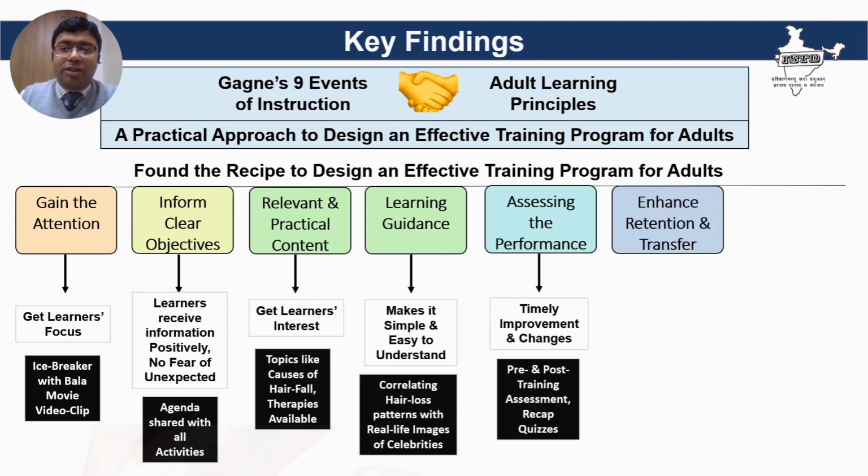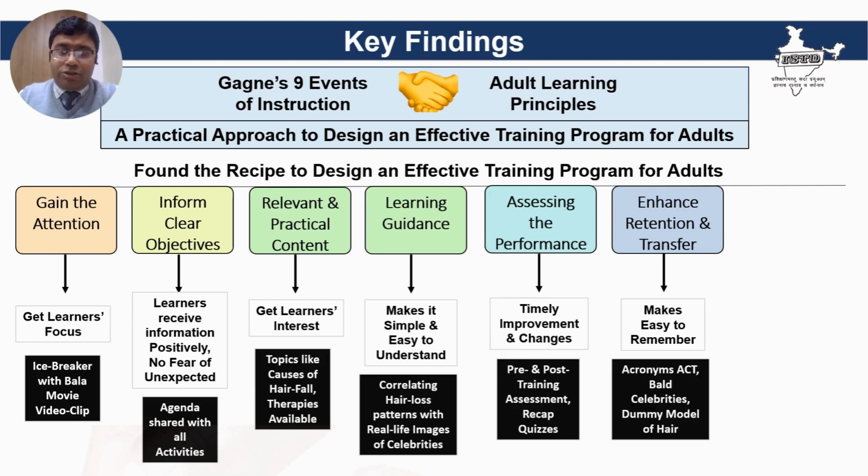And after that, enhancing retention and transfer of the content. For that, we made it very easy to remember. In this, we tried to use acronyms like ACT, like Anna, Katna, Tutna, and then the images of bald celebrities, and the dummy model of the hair that is also there in the project. So these were used to enhance retention and transfer. These were all the key findings that can make a training session very interesting as well as very engaging.